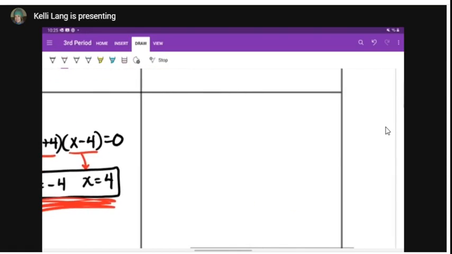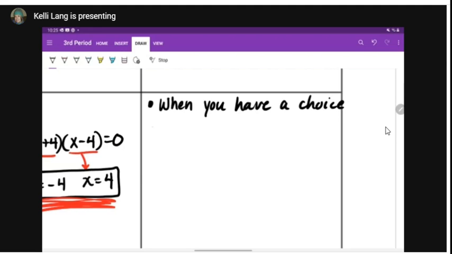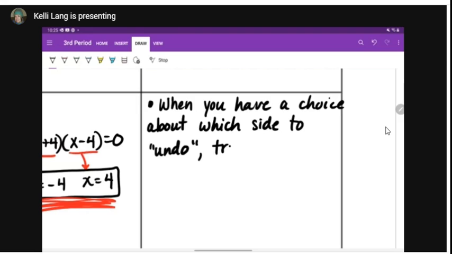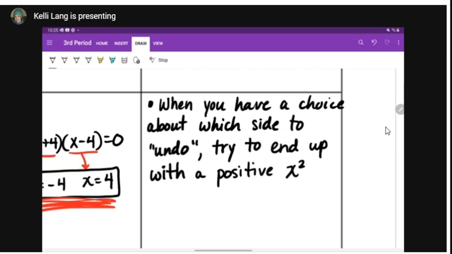I'm going to make a note over on the side. Probably the most important thing that I mentioned during this example was, when you have a choice about which side to undo, try to end up with a positive x squared. That's just a piece of advice from me to you.